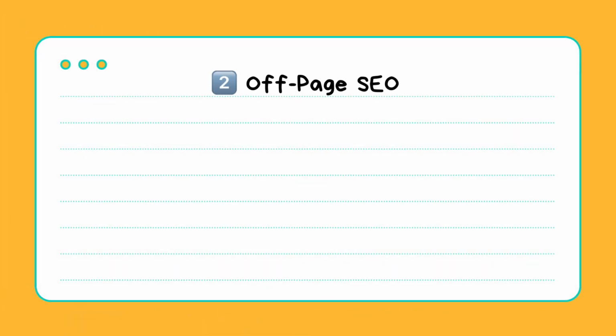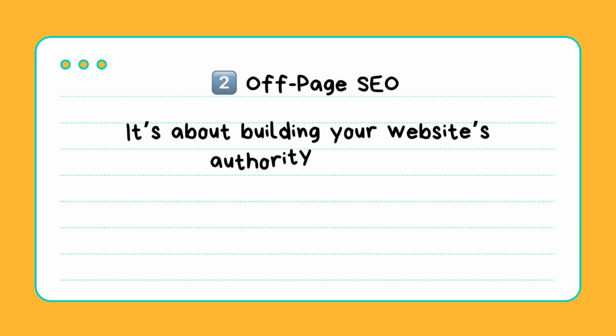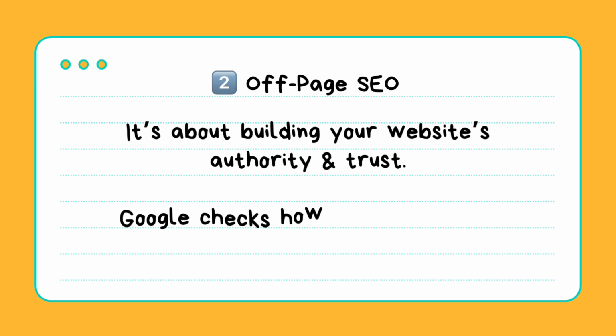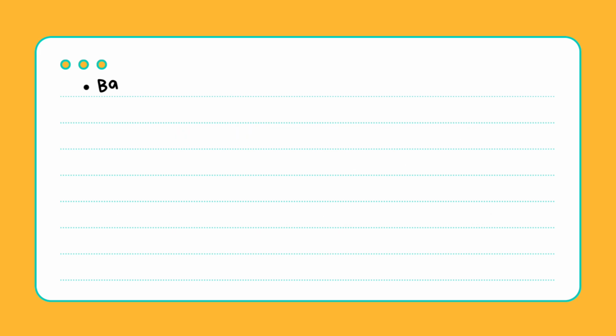2. Off-page SEO, building authority and reputation. Now let's move to the second pillar, off-page SEO. This is the process of building trust and authority for your website without directly changing anything on your site. Google looks at one important question: what does the internet say about your website? In other words, your site's reputation and authority.